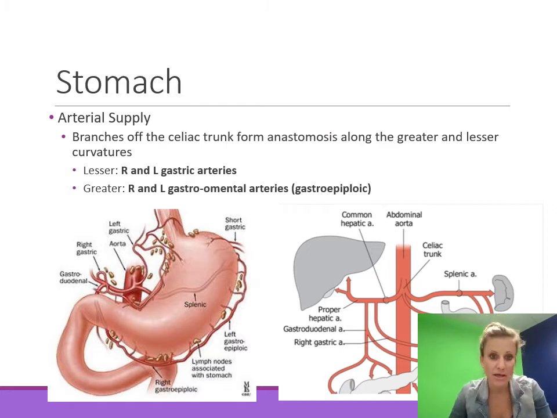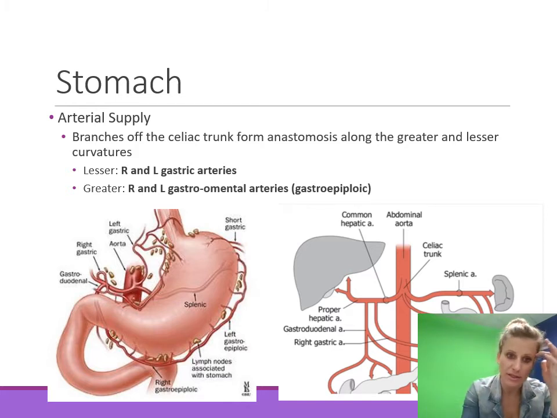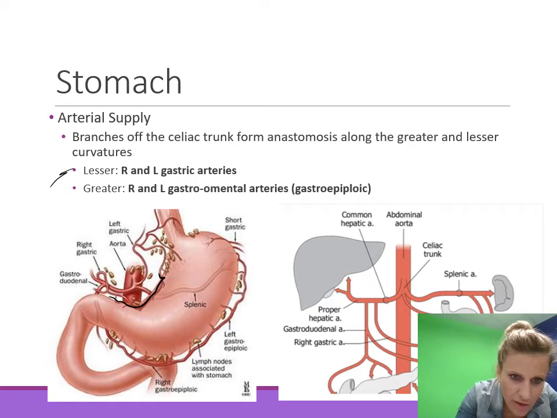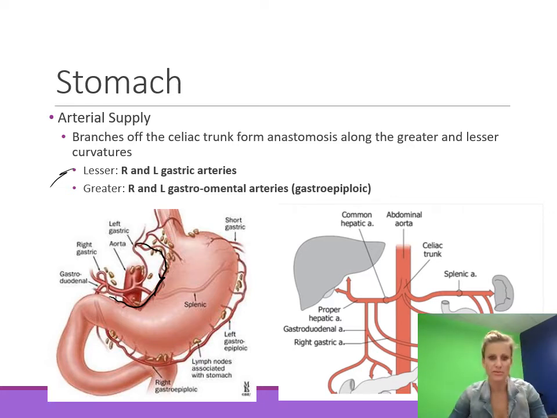Arterial supply to the stomach comes almost entirely from branches off of the celiac trunk. These branches form connections, or anastomoses, along the lesser curvature and along the greater curvature of the stomach. So the left gastric artery and the right gastric artery meet up, or anastomose, along the lesser curvature. And you can see that here, the right gastric artery and then the left gastric artery.